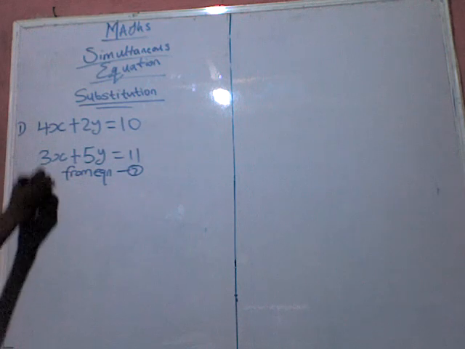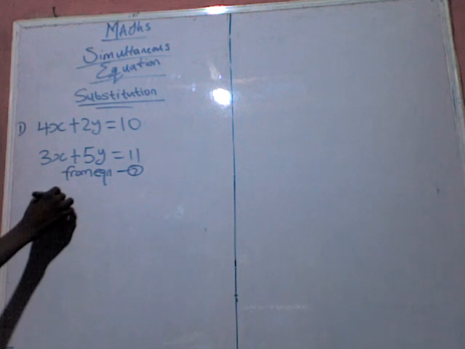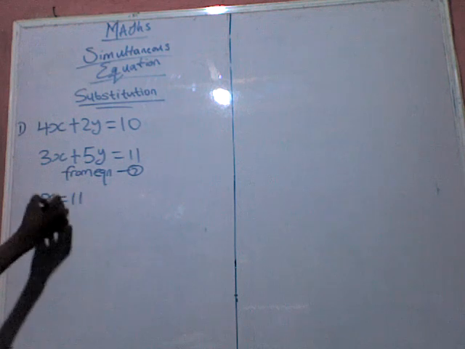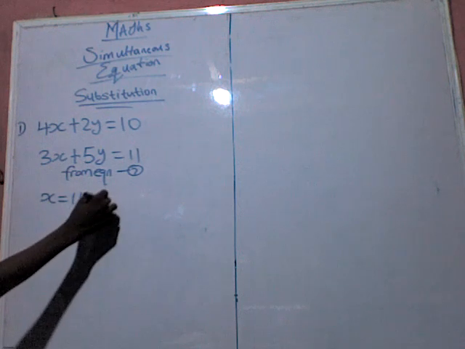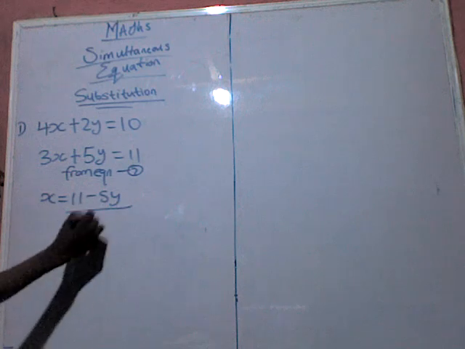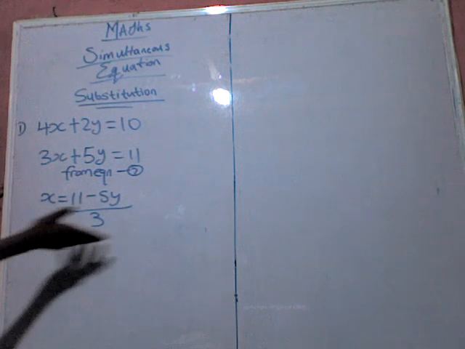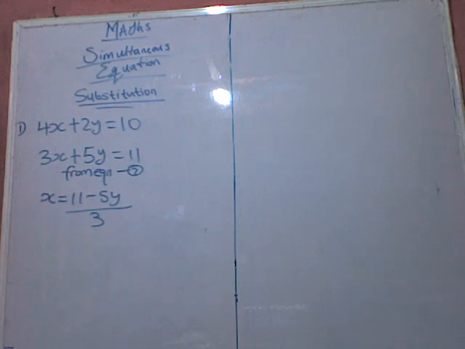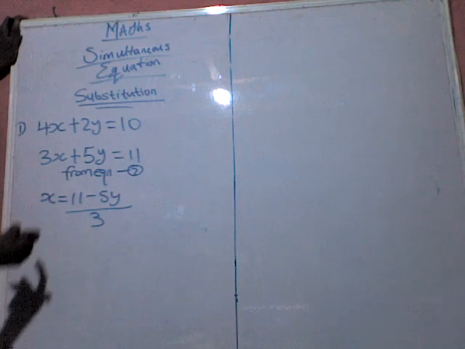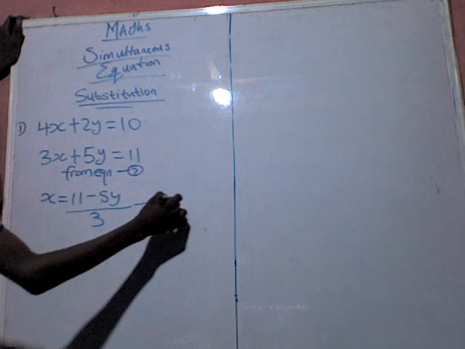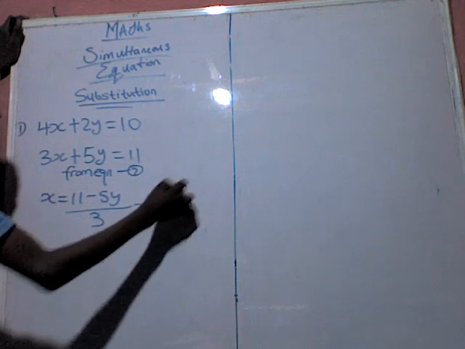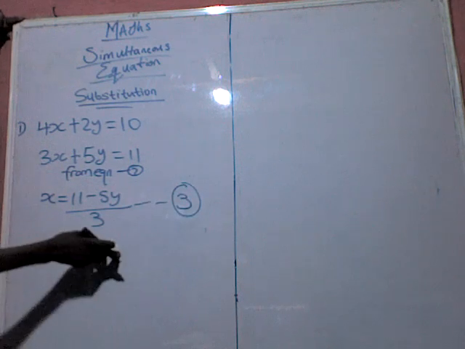So I'm having x equals 11 minus 5y all over 3. You should have watched my video on how to make a particular letter the subject of the formula. So I've made x the subject of the formula. Now I can just substitute. I can name this particular guy my equation 3.